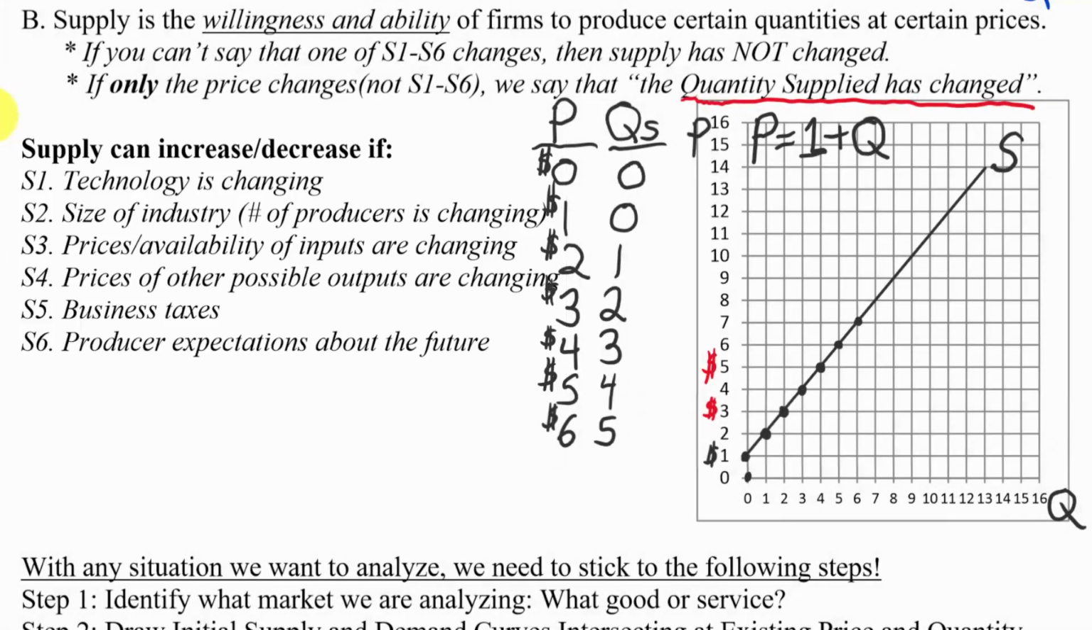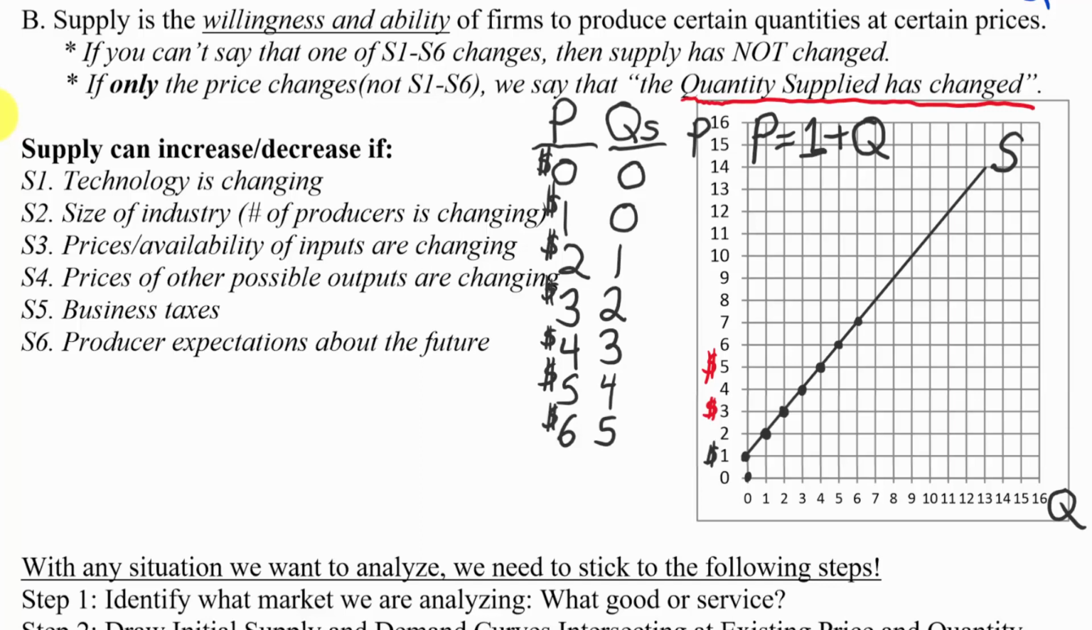Item number 1 here is technology is changing. What we mean here is that there has been either some kind of improvement in technology that makes producing this good faster, easier, or cheaper, and it could make you more willing and more able to produce a good at each price you might see. So at each price you would see before, you might be willing to produce more.